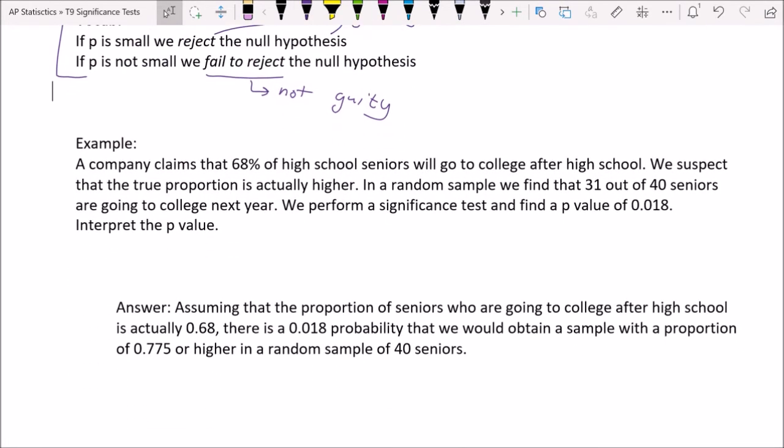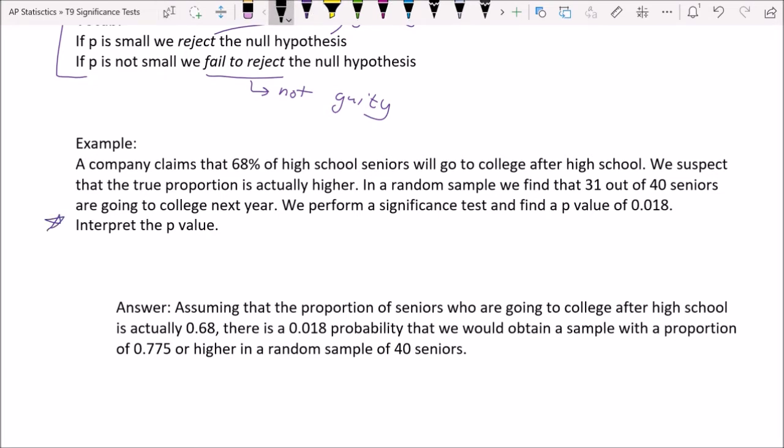Okay, and this one has the answer right on it. So we'll talk about that. I'm also going to do a visual here. A company claims that 68% of high school seniors will go to college after high school. We suspect that the true proportion is actually higher. In a random sample, we find that 31 out of 40 seniors are going to college next year, and we perform a significance test finding a p-value of 0.018. We need to interpret the p-value. Okay. We'll answer that interpret question in just a second.